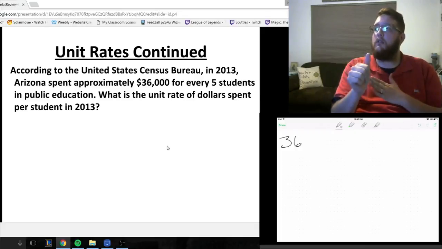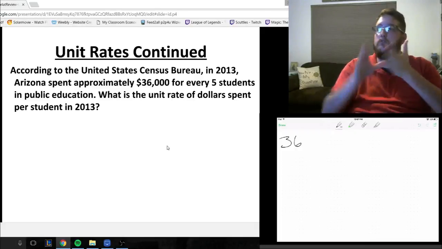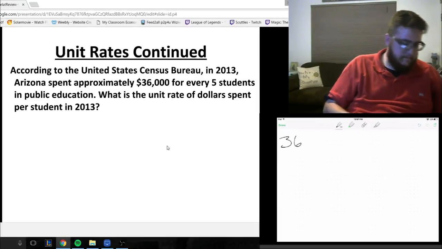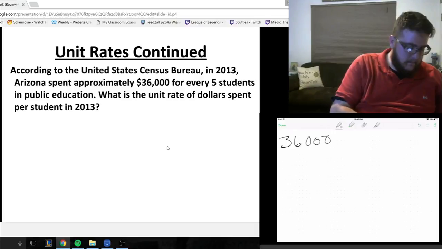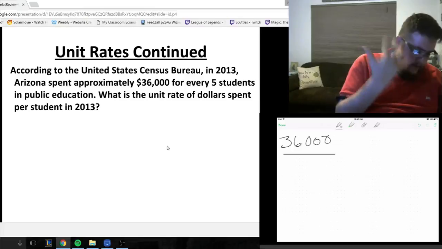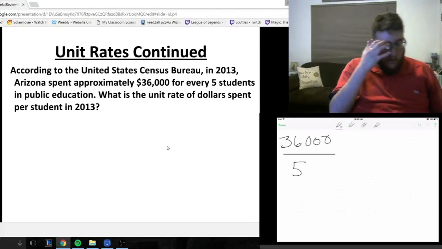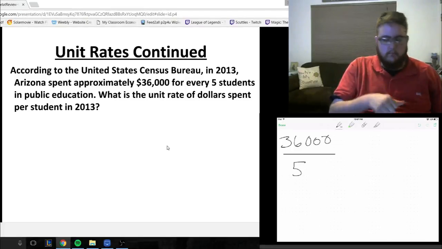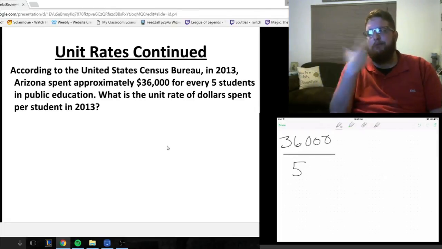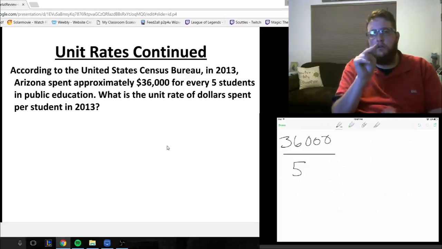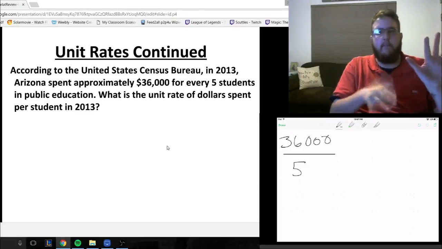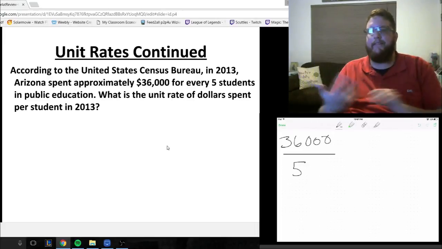Notice the question says that we need to find dollars spent per student, so the $36,000 needs to be on top. And per student, so the student needs to be on the bottom, and it says that there were 5 students. Okay, so they spent $36,000 on 5 students. So that's our ratio, but we must convert our ratio to a unit rate. So the unit rate must have a denominator of 1, which means we're going to have to change that 5 into a 1. So 5 divided by 5 is going to give us a 1.